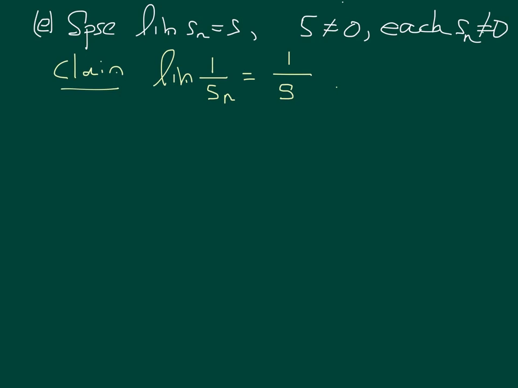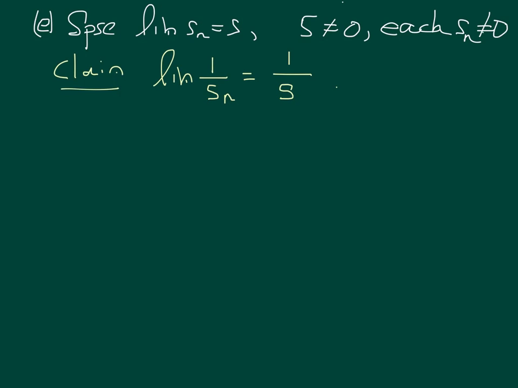Okay, so we now want to prove part E of the theorem, the first part of which says that if S_n is a sequence of complex numbers converging to S, with S not 0 and each S_n not 0, then the limit of 1 over S_n is 1 over S.